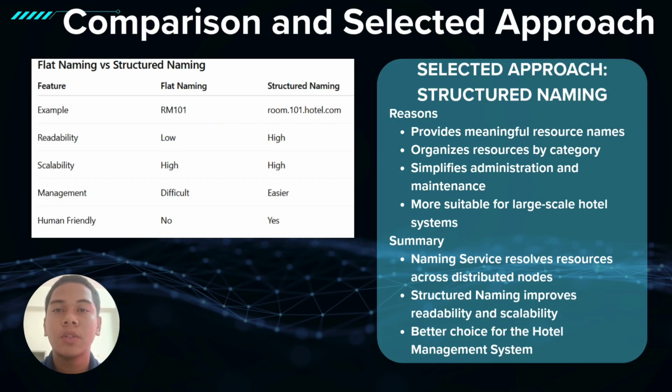Comparison and selected approach. This table compares flat naming and structured naming. Flat naming provides shorter identification and a simple lookup mechanism, but it has lower readability and is more difficult to manage when the system grows. On the other hand, structured naming provides meaningful resource names, better organization, and easier implementation while maintaining good scalability. Based on this advantage, our distributed hotel management system adopts structured naming as the primary naming approach.